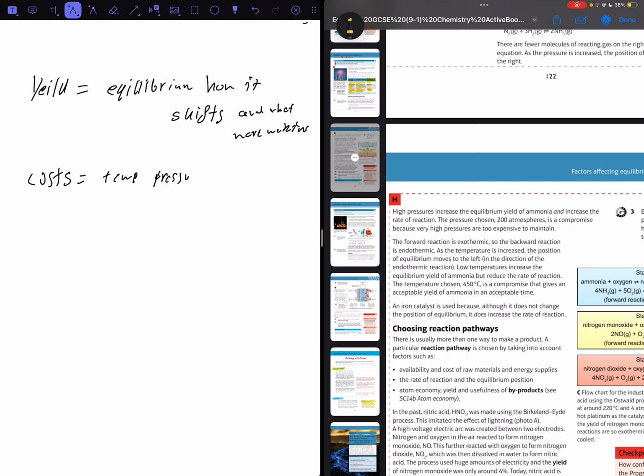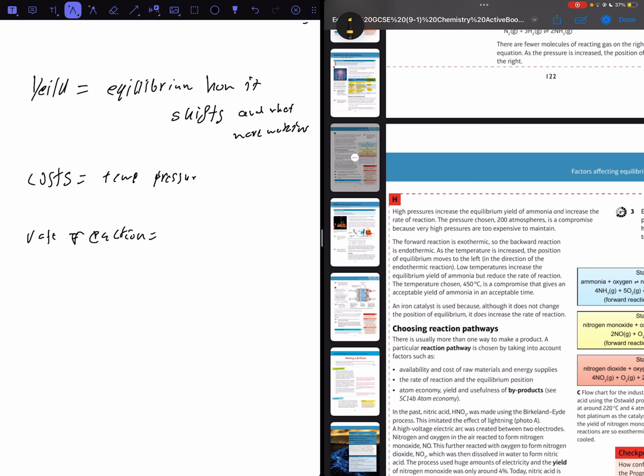Temperature and pressure are very expensive. So getting high temperatures and high pressures is extremely expensive. So we need to take costs into account, and we need to add in rate of reaction. At the end of the day, if your reaction's super slow in an industry, it's going to take too long to make your product and you're not going to be able to make it for the demand. So you need to take these three into account.